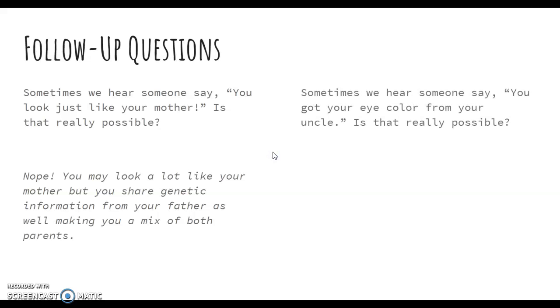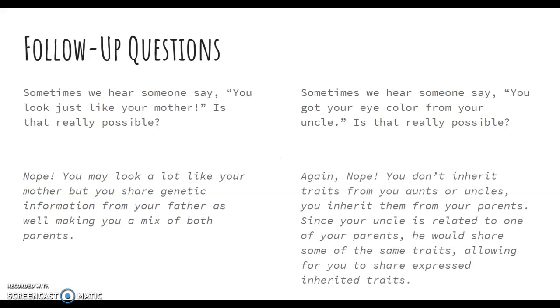So let me throw you a curveball here. Sometimes people will say, oh, you got your eye color from your uncle. Is that even possible? Can you get your eye color from your uncle? Nope. So you don't inherit traits from extended family like your aunts and your uncles. You are inheriting traits from your parents. So the male and the female that are the parental life givers, they're the only ones giving you traits.